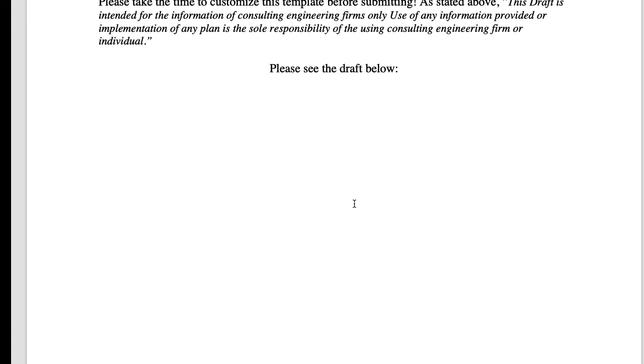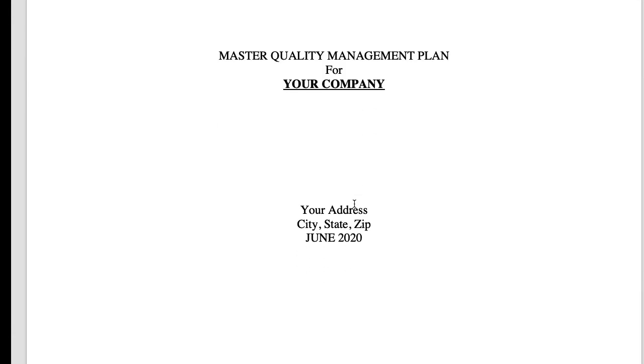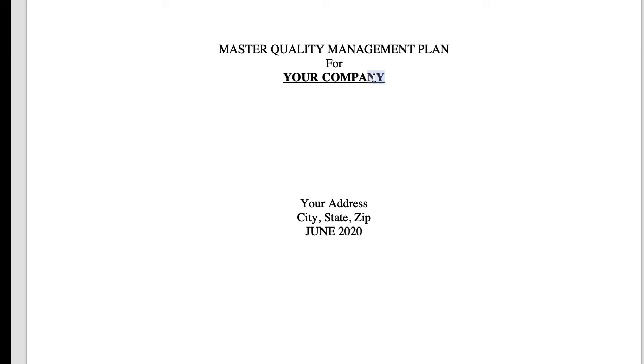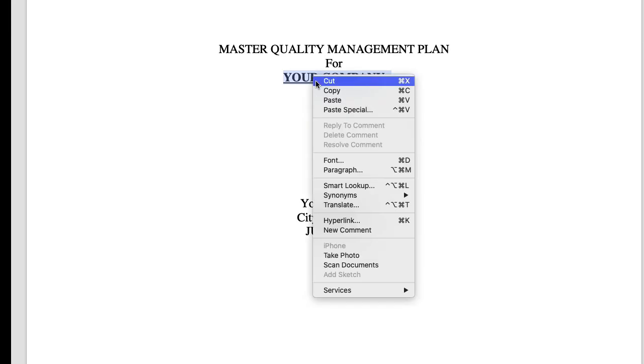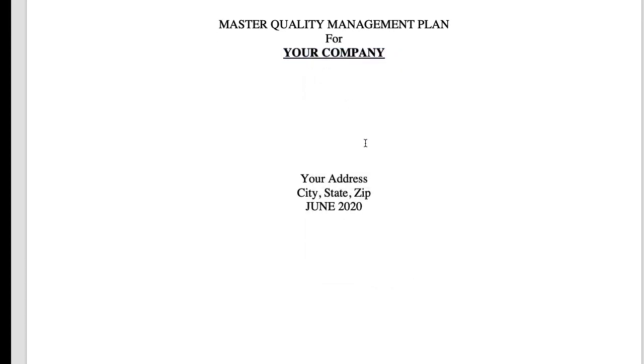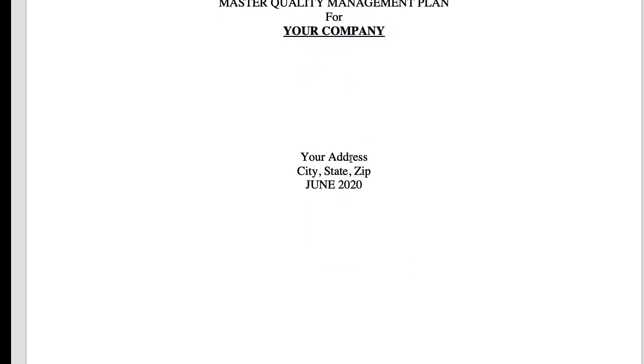But with that being said, we have a sample quality plan here that we are going to give you. It will be available for download on the materials tab, and you would replace everywhere where you see your company throughout this template with the name of your actual company. You would make sure that you put your actual address and the month and year that applies to you.